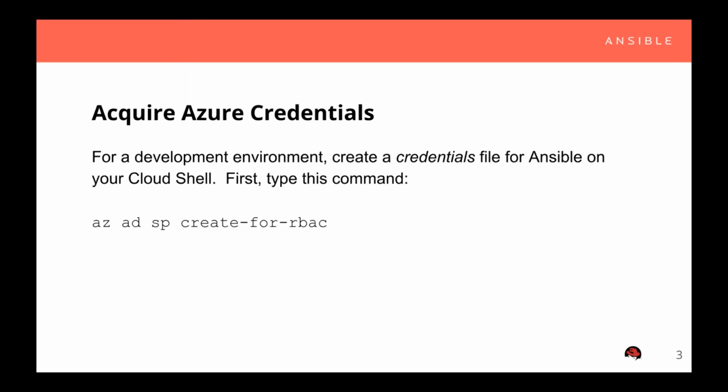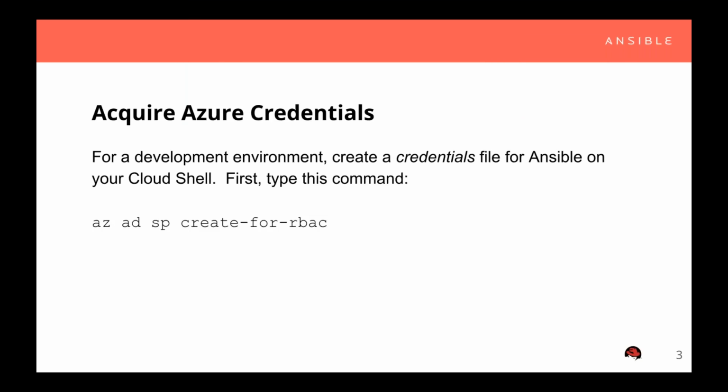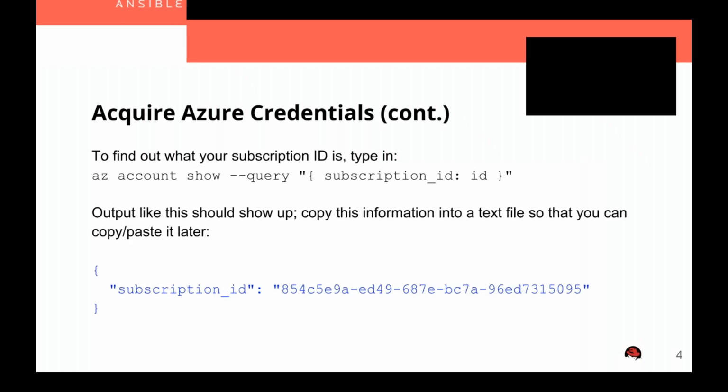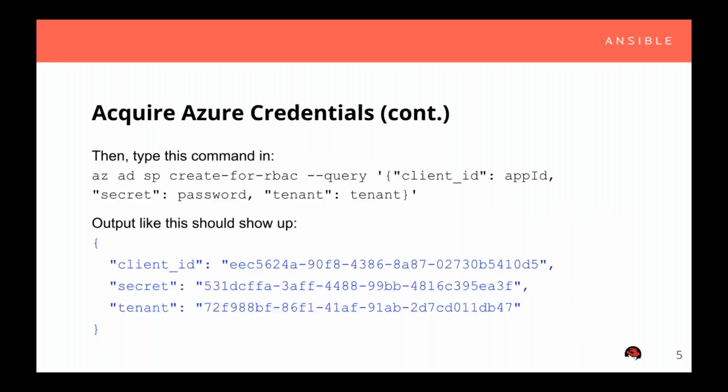We're going to first need to create a credentials file. So typing in this create for RBAC command creates a service principal and configures its access to Azure resources with a default role assignment. And here's how you find out your subscription ID. This displayed text is just to show you what the output should look like. That is a mock subscription ID. That is not a real one. But something like that should come up on your Cloud Shell terminal.